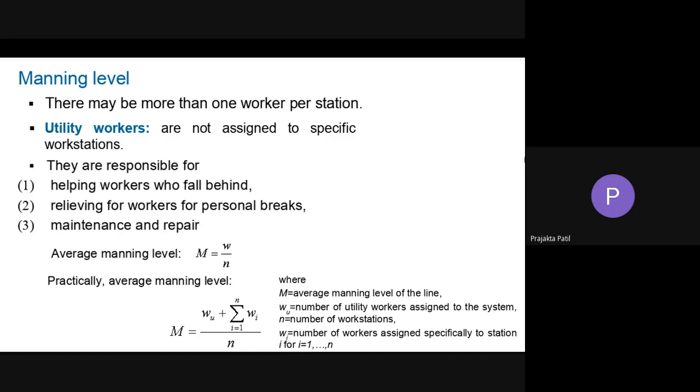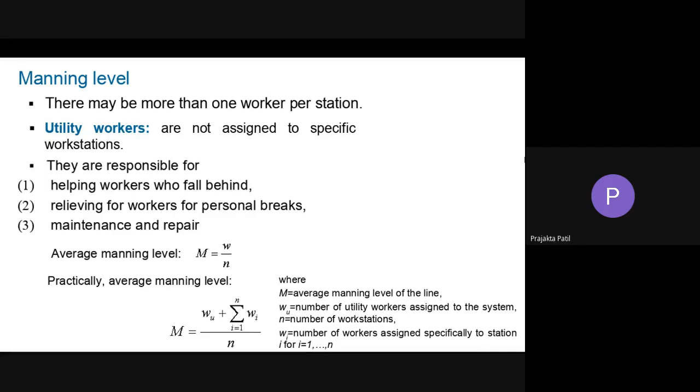The practical average manning level equation, which is the last equation on the slide, is an equation which considers all the practical things, because maybe not all the workers involved in the manual assembly line are doing some productive work. There will be some workers who are doing some kind of helping work there. So here you have these two equations, and you need to note down both of them.